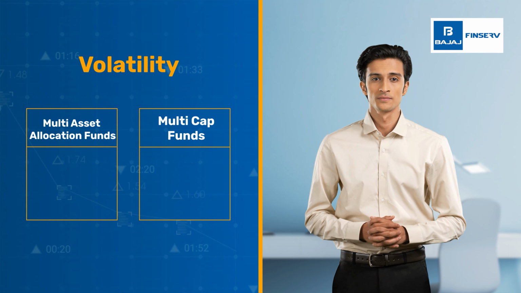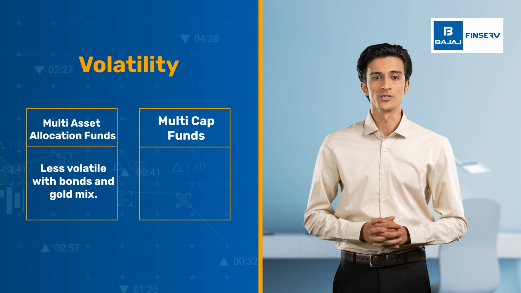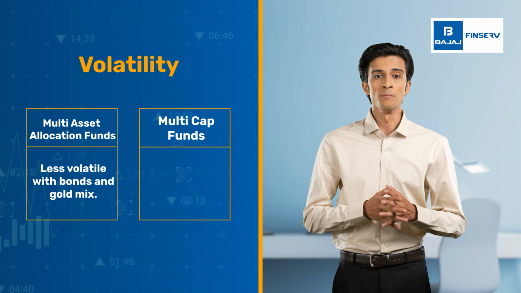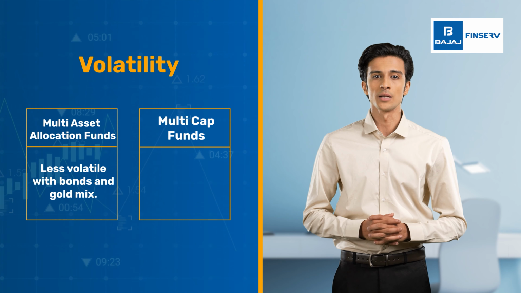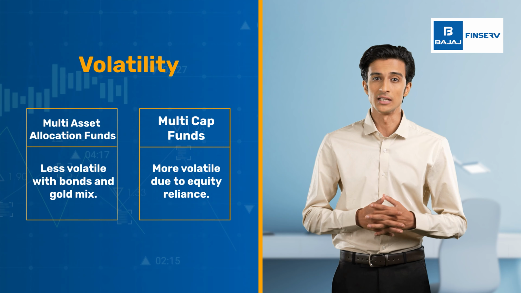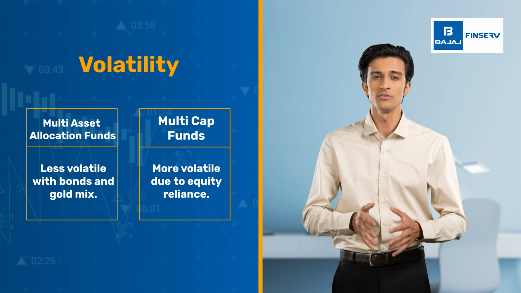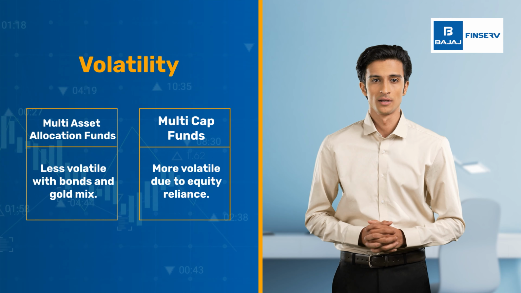Volatility. Multi-asset allocation funds are less volatile due to their mix of assets such as bonds and gold. Multi-cap funds can be more volatile, especially in market downturns due to their heavy reliance on equities.